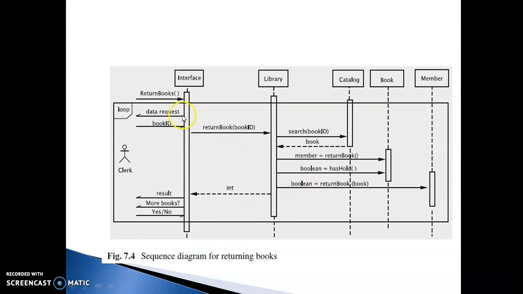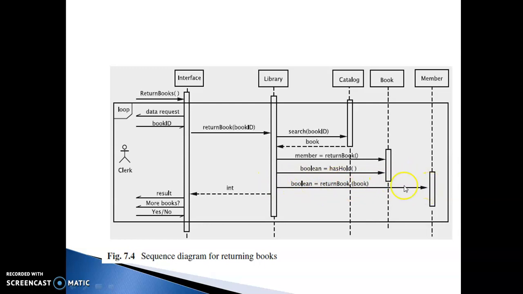And we'll see the sequence diagram for returning a book. So now we have issued a book, we want to return a book. Return book: the data request is that you can just give the book ID. Return book will be the method called with the book ID. Search the book ID in the catalog, and a particular member will return the book. Here one condition will be checked: is there any fine on that particular book? If so, then you cannot return the book. And return book is given to the member.